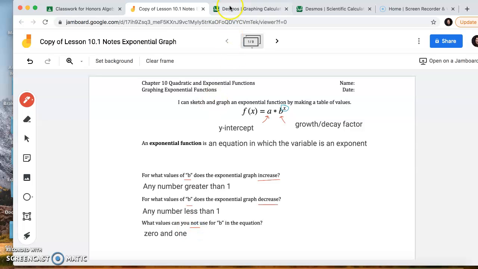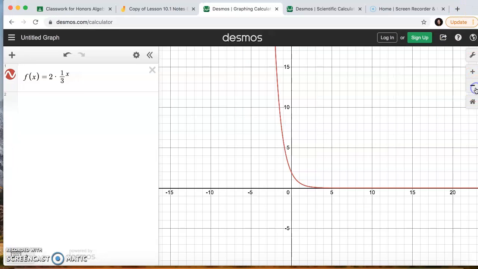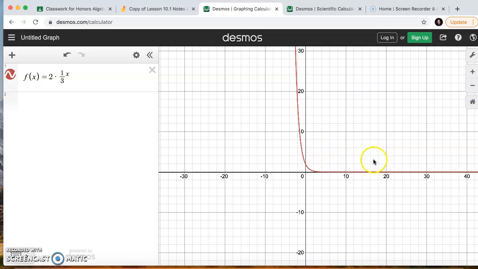I'm going to go to the graphing calculator, and here we'll just use this function right here. My y-intercept is 2, so the a value is 2. That's my y-intercept right here. And then 1 over 3 is my b value. That's less than 1. This is what we call a decay. So this graph right here is decay. And if you zoom out, you can see this is what it's going to look like. And it's going to go on forever in this direction and forever in this direction.